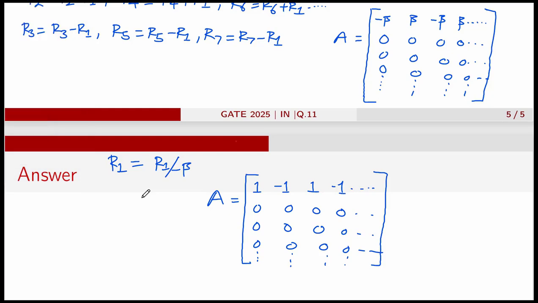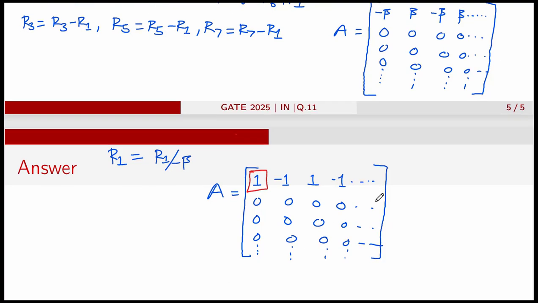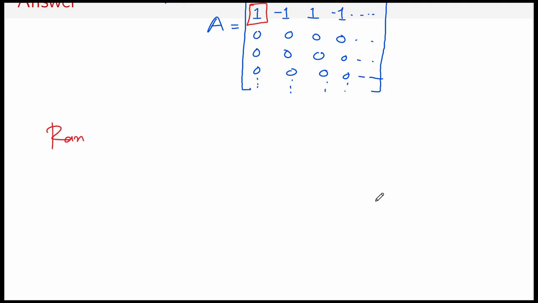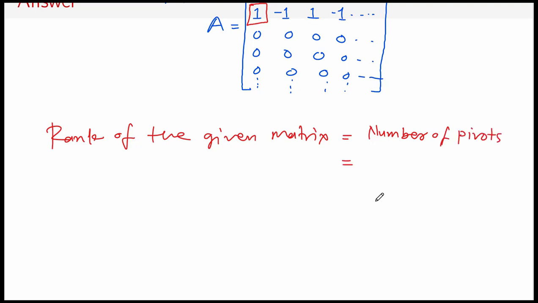As we discussed in the key points, the number of pivots is equal to the rank of the matrix. This matrix has only one pivot, hence its rank is 1. So the rank of the given matrix, which equals the number of pivots, is 1.